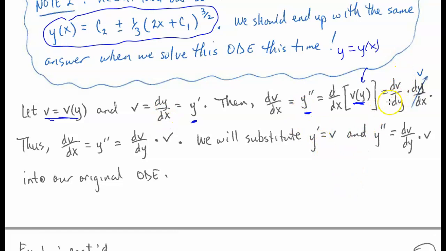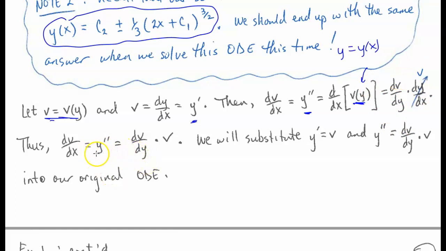So because of that, using the chain rule, the derivative of the function v with respect to x is going to be the derivative of v with respect to y times the derivative of the inside function, which is y with respect to x. And so we remember here that dy over dx is just going to be v.